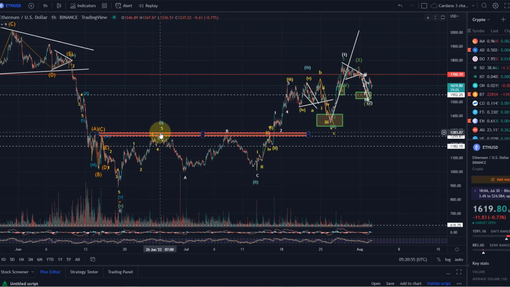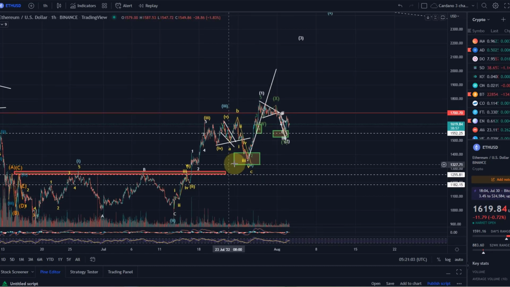So we moved up in a wave 1. We came down in a 2, in an ABC. We moved up in a wave 3. We came down in a 4, reached all targets nicely. And now we have two possibilities. So let's say we are basically here.